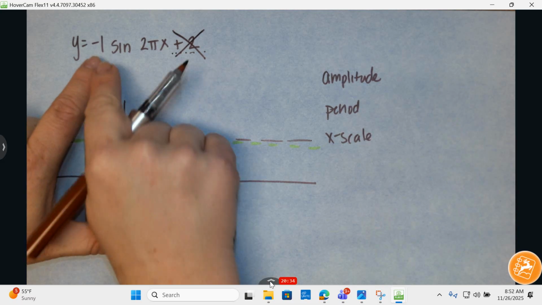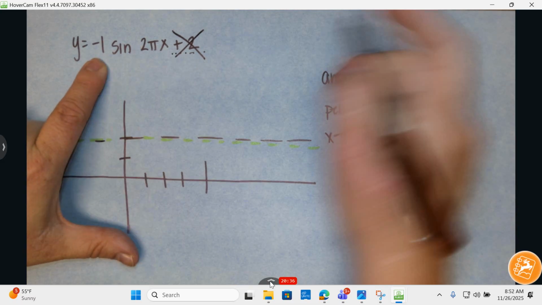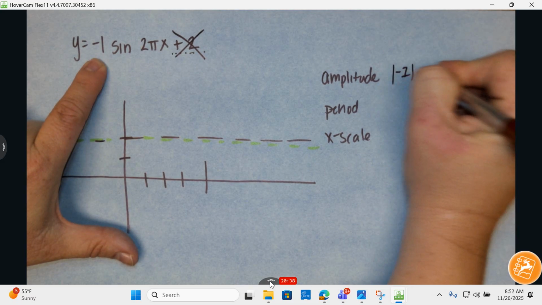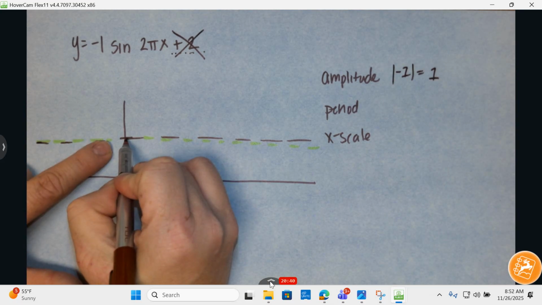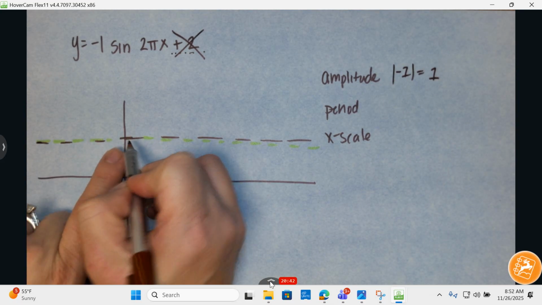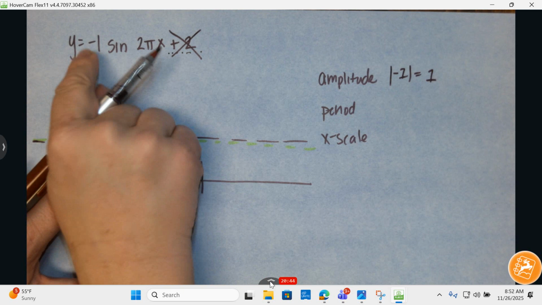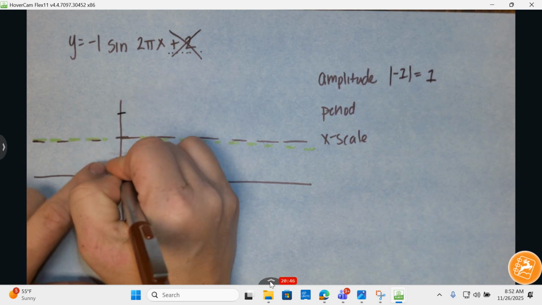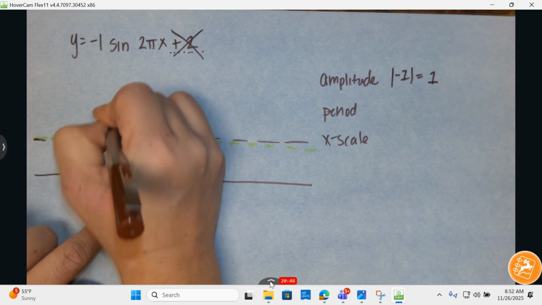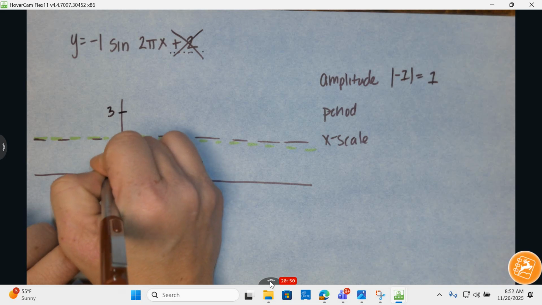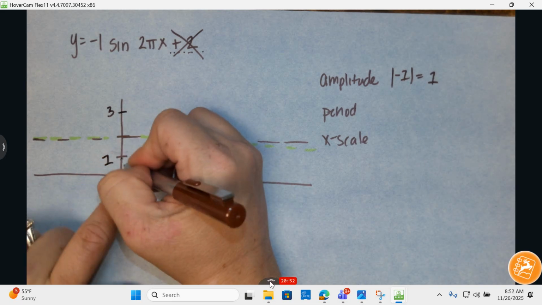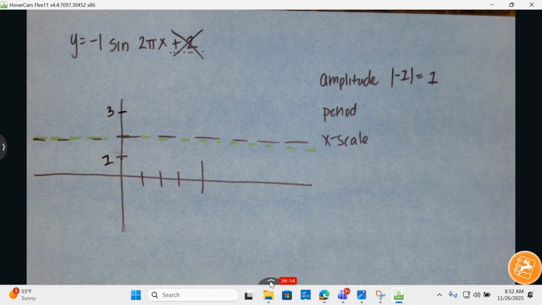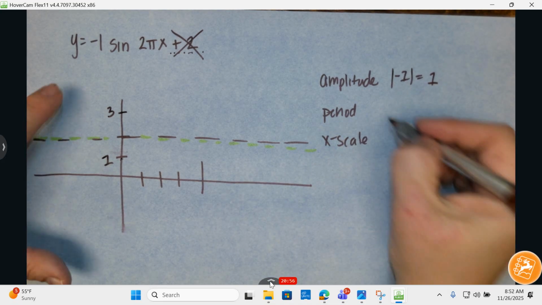Everything's been shifted up 2. So when I look at the amplitude, I look directly at what's in front, and we ask, what's the absolute value of negative 1? It is positive 1. So from here, because this is like our new origin, where the x-axis has been moved up, I'm going to go up 1 from here and down 1. So 1, 2, 3. I'm going to go as high as 3 and as low as 1 because it's going to be above and below that new midline. 1 above, 1 below.